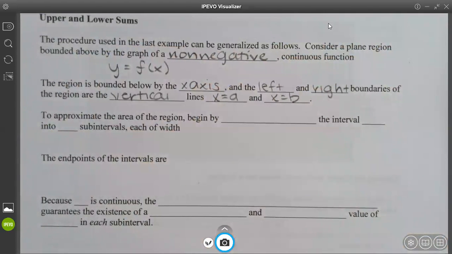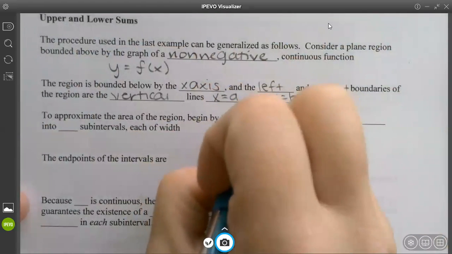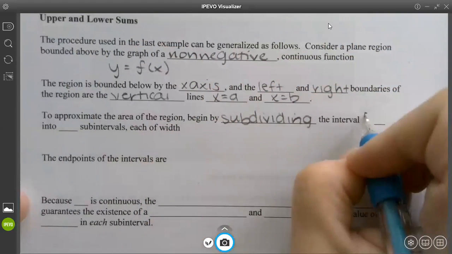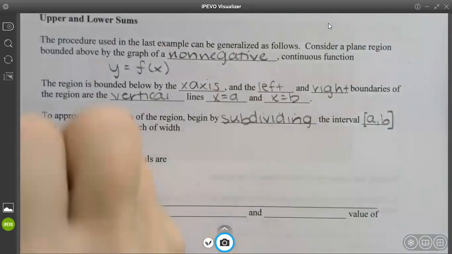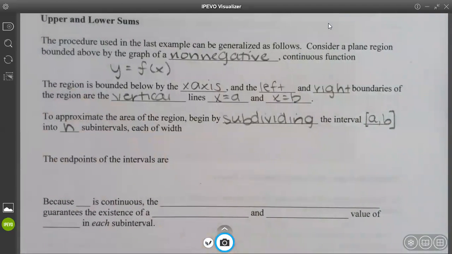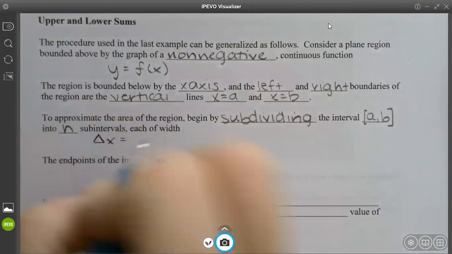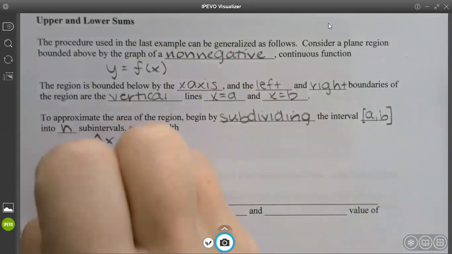To approximate the area of the region, begin by subdividing the interval AB into N subintervals. So what this means is find out how many rectangles you're going to use, find out how big they are. So the way that you find that, or the delta X, is you're going to do B minus A over N.